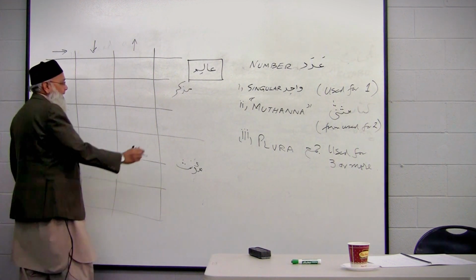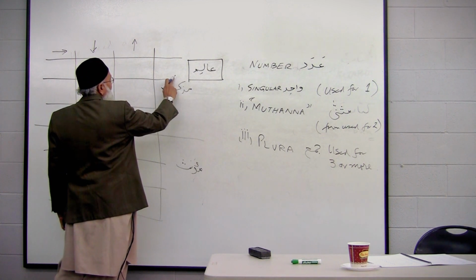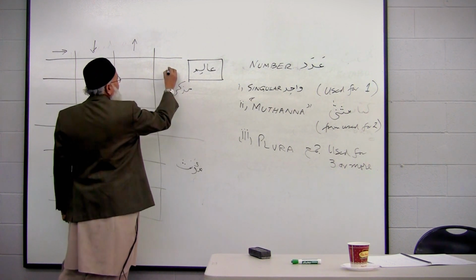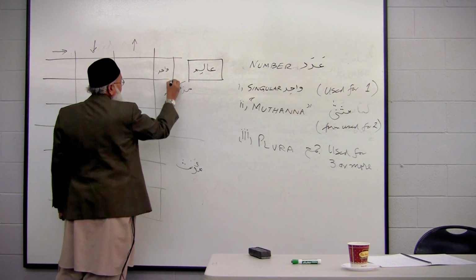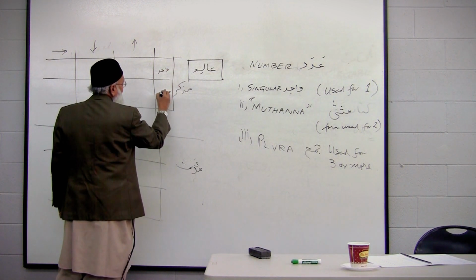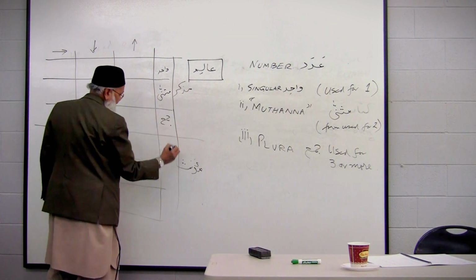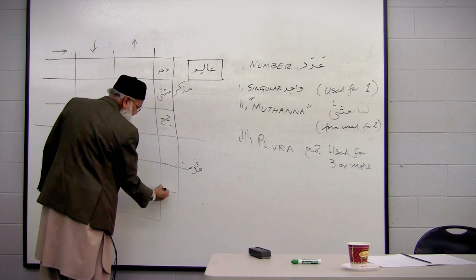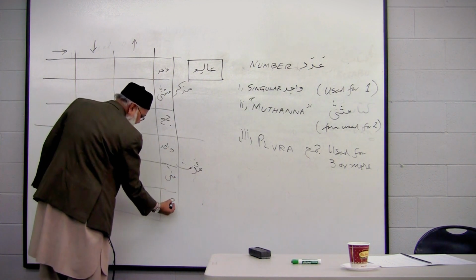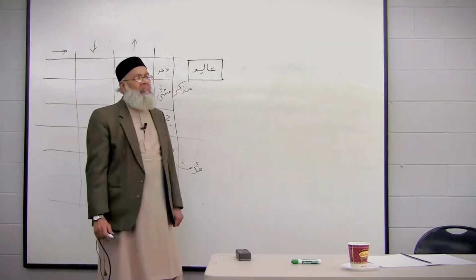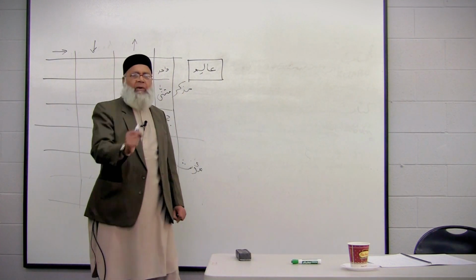Right? And this is singular, wahid, then musanna, and jama. Then again in muannas divided into two, wahid, musanna and jama. Make a musanna form of any singular noun.